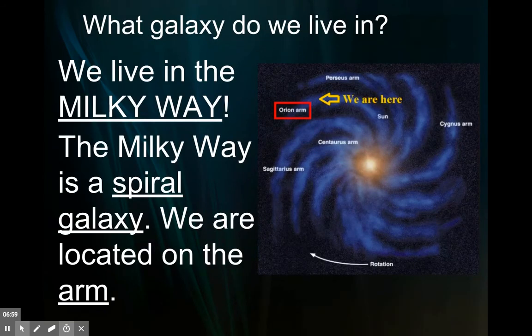What galaxy do we live in? So if you didn't know, we live in the Milky Way, and the Milky Way is a spiral galaxy. All right. So here's an example of, well, this is actually of the Milky Way, but you can see that it has these arms extending from it. So not all spirals have the same amount of arms, and we are located on the arm, right? About right here on the Orion arm, and we're this little small speck in space compared to the entire galaxy. All right. So we live in the Milky Way, and it is a spiral galaxy, and we are located on the arm.